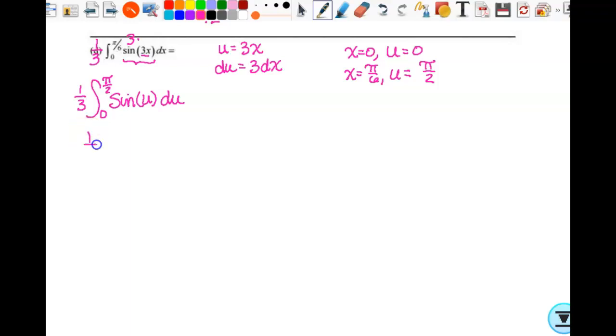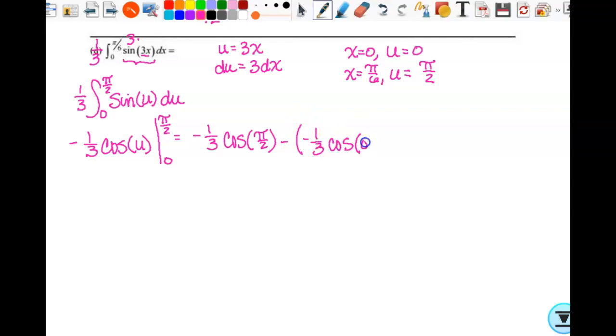So when I do this, 1/3, when I integrate sine, what do I get? Negative cosine. So this is going to be negative 1/3 cosine of u. And then I don't need to do the plus C, right? I mean, if you do, it's fine. It's just going to zero out. I'm going to evaluate that from 0 to pi halves. So I evaluate the top and then subtract evaluating the bottom. So this is going to give me negative 1/3 times the cosine of pi halves minus a negative 1/3 times the cosine of 0.